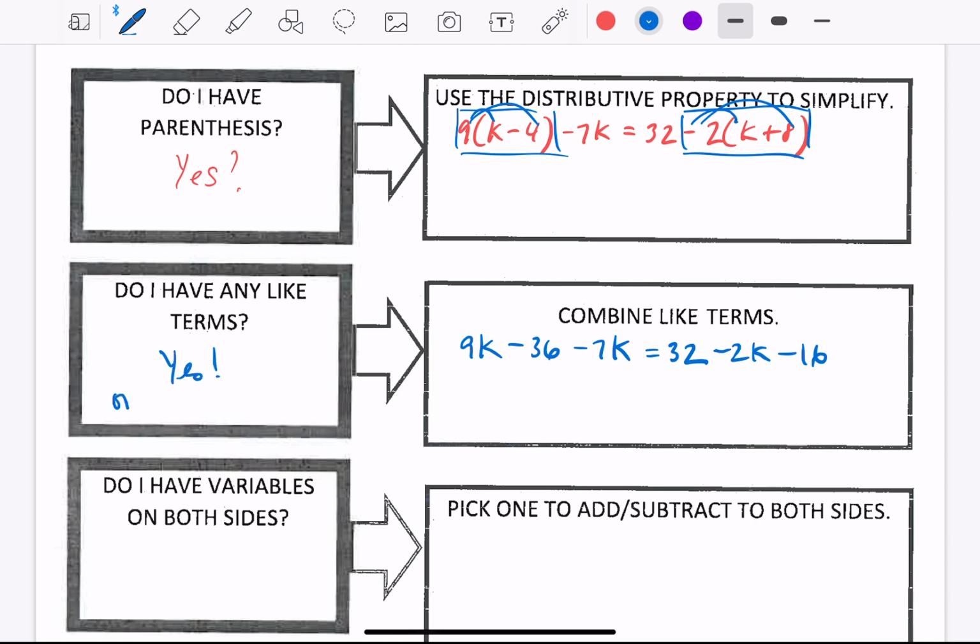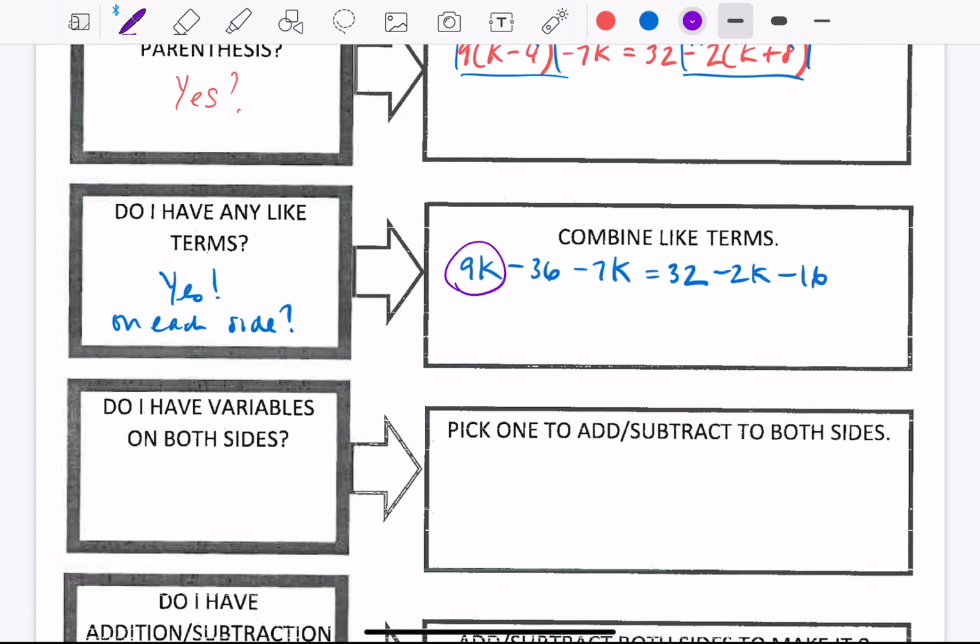So do you have any like terms? Yes. And remember, on each side, right? You're not looking at like terms that are on opposite sides, just the like terms that are on each side. You do. So let's look. On the left side, you have 9k and minus 7k. That's going to give you 2k, and then your minus 36 is going to come down. On the right, you have the constants 32 and minus 16. You're going to combine those, you're going to get 16, and then that minus 2k is just going to come down.